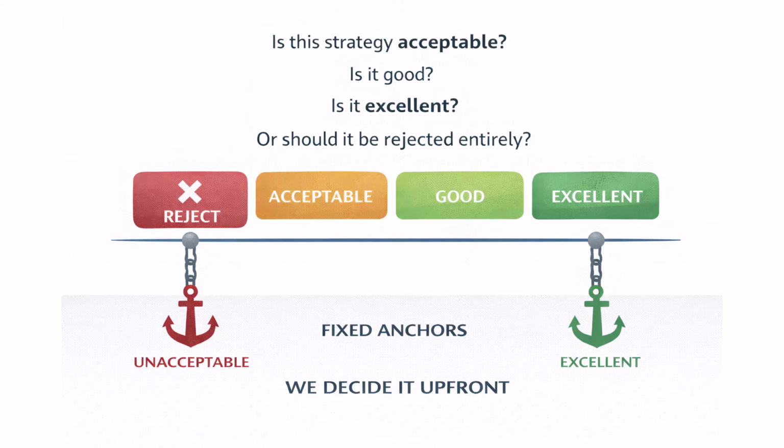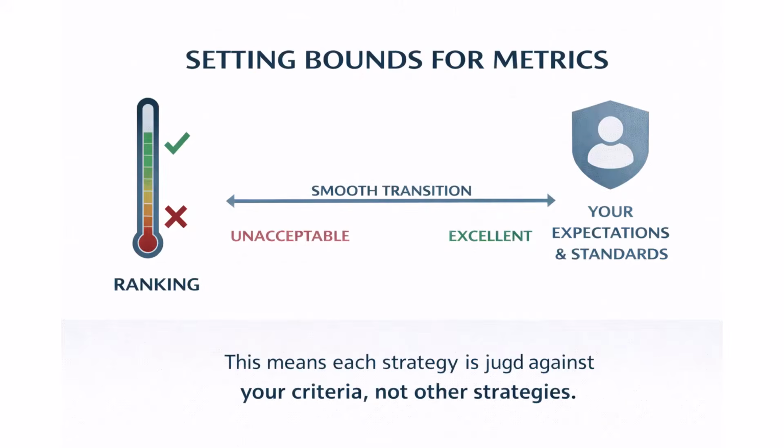Instead of letting the data decide what good looks like, we decide it up front. And for each metric, we define a lower bound, what is unacceptable, and an upper bound, what we consider excellent. Everything in between is just a smooth transition from bad to good. And this means that a strategy is no longer judged by how it compares to other strategies. It's judged by how it compares to your expectations and risk standards.